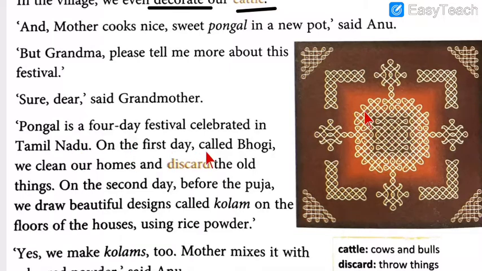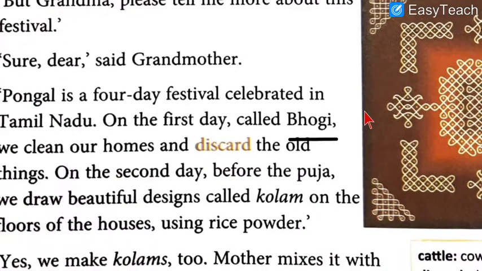"On the first day, called Bhogi, we clean our homes and discard the old things." Now here, my dear students, Bhogi is another hard word and discard is also the hard word. Bhogi, B-H-O-G-I, again B should be capital, and discard, D-I-S-C-A-R-D. Note it down properly, students. Bhogi, discard. Okay.